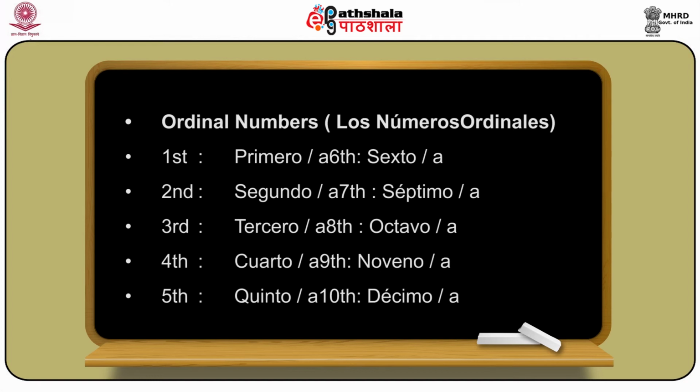So how do we say ordinal numbers in Spanish? So let's see. The ordinal numbers are said as los números ordinales, and first will be primero, second will be segundo, third will be tercero, fourth will be cuarto, fifth will be quinto, sixth will be sexto, seventh will be séptimo, eighth will be octavo, ninth will be noveno, and 10th will be décimo. So I repeat once again, that is primero, segundo, tercero, cuarto, quinto, sexto, séptimo, octavo, noveno y décimo.